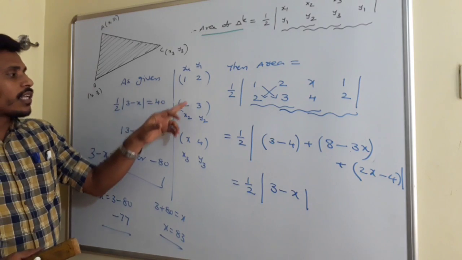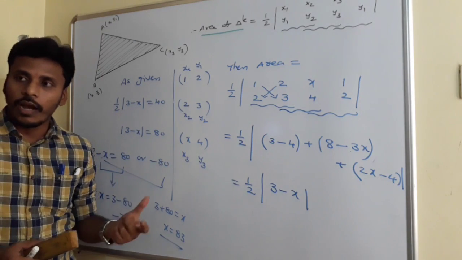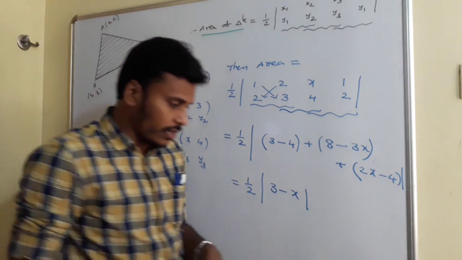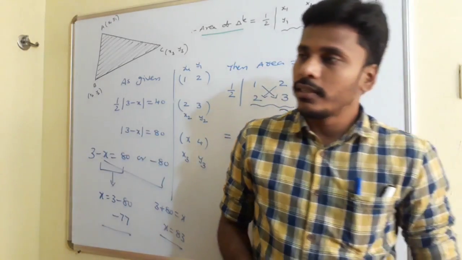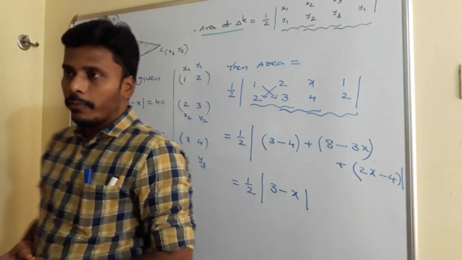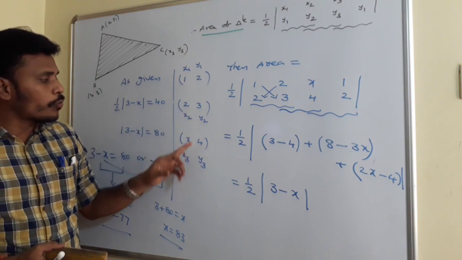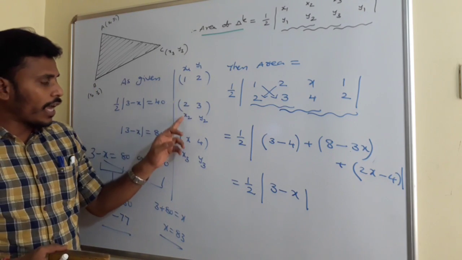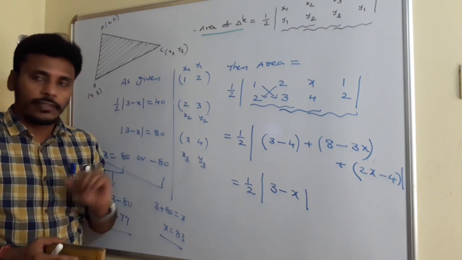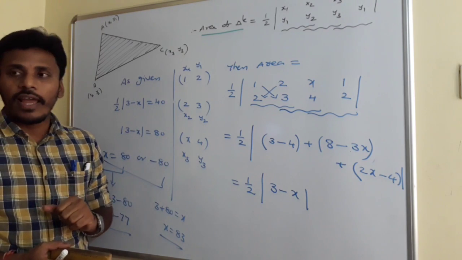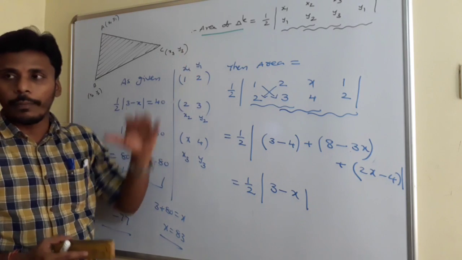Coordinates of the three vertices of the triangle are given as (1, 2), (2, 3) as well as (x, 4). And they mentioned that the area of the triangle is 40. You need to get the value of x. See, let the coordinates of those points be (x1, y1), (x2, y2), (x3, y3). Now to find the area of the triangle, you need to utilize this determinant method.